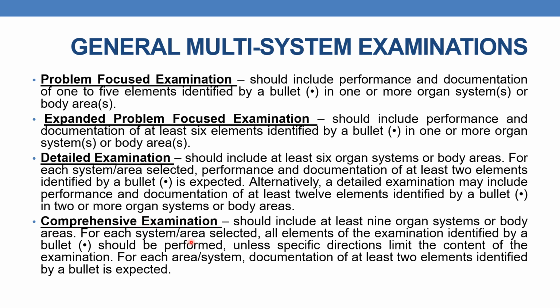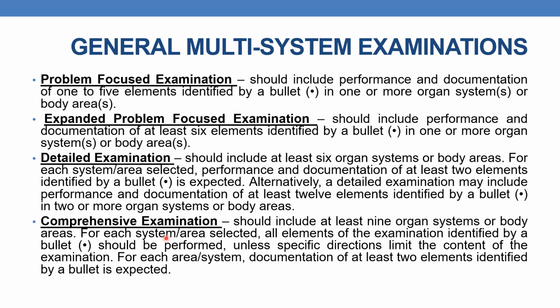Next, coming to comprehensive examination. It should include at least 9 organ systems or body areas, and for each system and area selected, all elements of the examination identified by the bullet should be performed unless specific directions limit the content of the examination. And for each area or system, documentation of at least 2 elements identified by a bullet is expected.